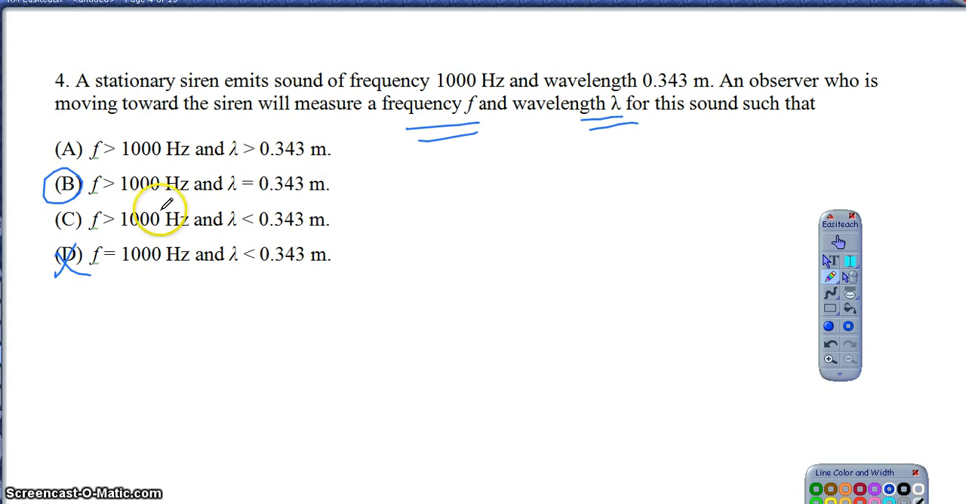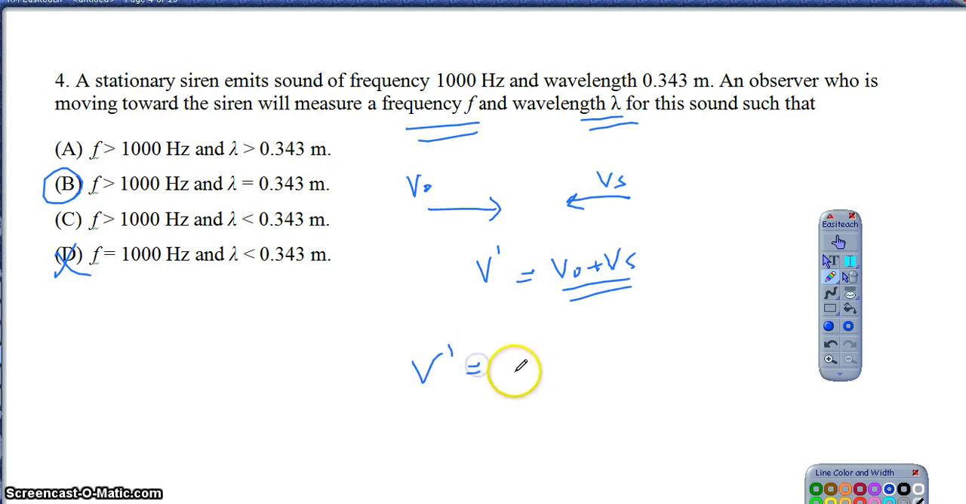The reason that we perceive the frequency to be higher is because as the observer moves towards the source, the relative velocity between them, the new velocity between them, becomes the sum of those two speeds, right? So this is the new velocity that I'm working with. The wavelength doesn't actually change, the velocity does. And as the velocity changes, if the velocity changes and the wavelength doesn't, then we perceive a new higher frequency. So option B is my best option for question 4. The wavelength does not actually change, but the frequency does.